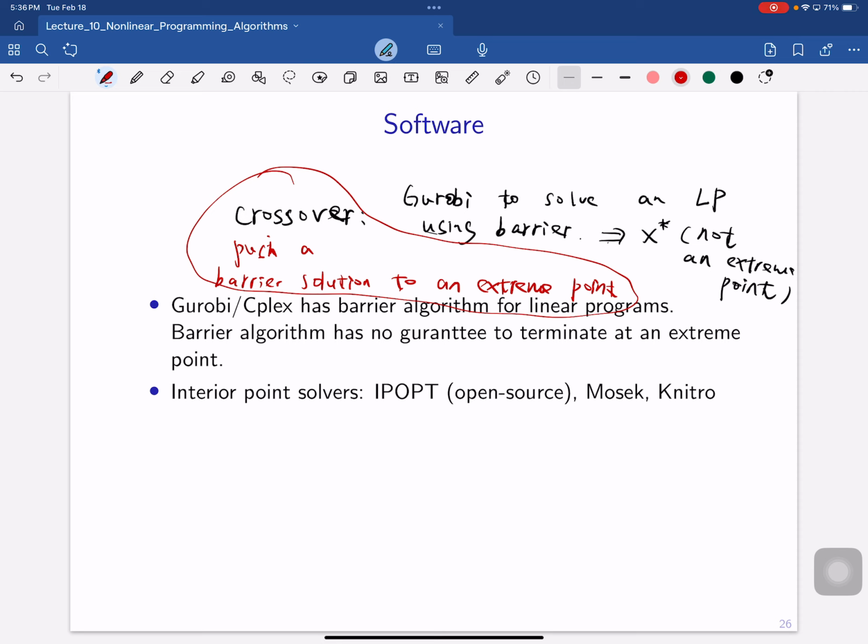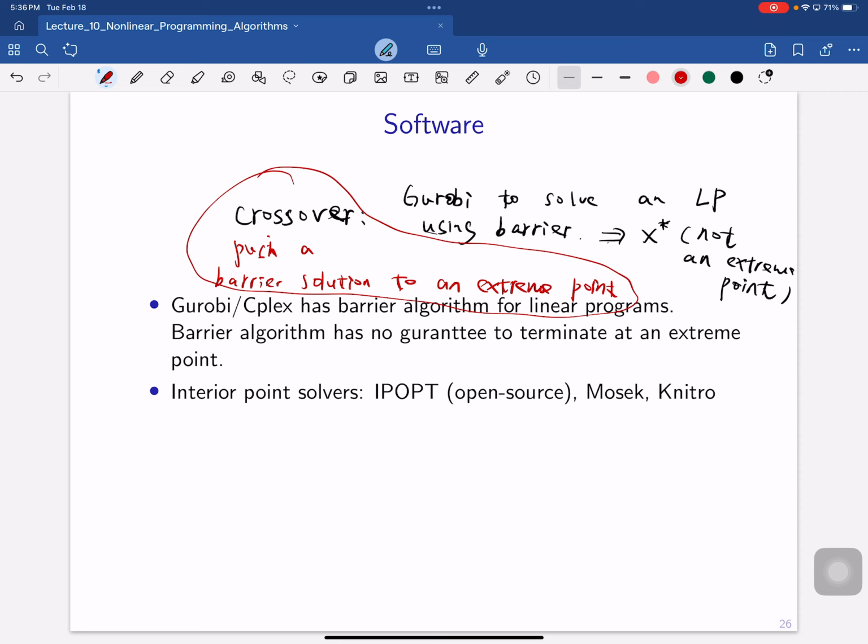Okay. But then if you're only interested in getting a solution, and you don't care about an extreme point, in some cases you do, right? Maybe you only care about the objective value. You don't really want a very good looking solution. Then you should use barrier algorithm and disable the crossover. By default, Gurobi will do crossover. Okay, that's some subtle things to remember.